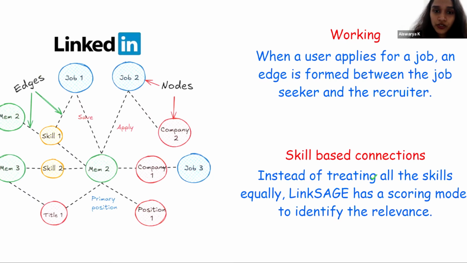When a user applies for a job, an edge is formed between the job seeker and the recruiter. Instead of treating all the skills equally, LinkSage has a scoring model to identify the relevance. Traditional machine learning models fail here because the data is not in rows and columns. It is a huge network of data. This data was relational, and GNNs allowed LinkedIn to treat everything like a network and match people to opportunities based on context. Instead of treating the requirements in the job posting as text, they were considered as nodes and edges in a graph, and the recommendations were made.